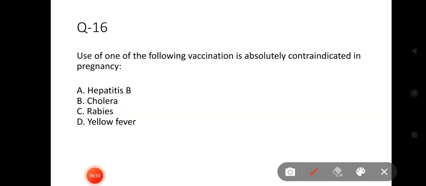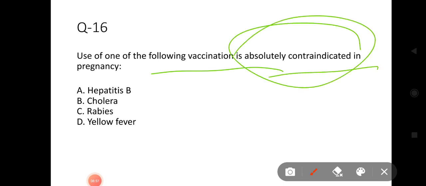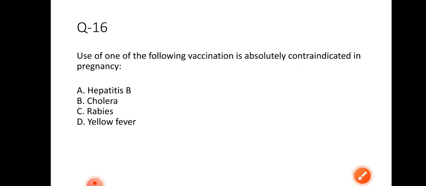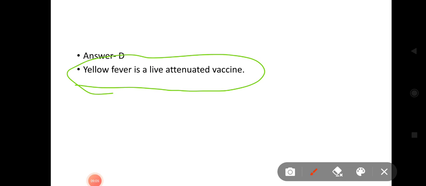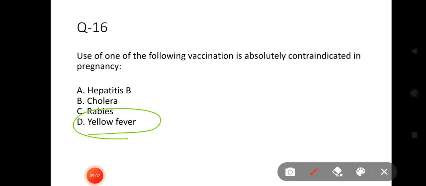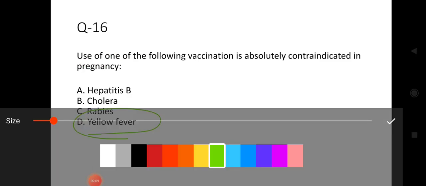Another question: which of the following vaccinations is absolutely contraindicated in pregnancy? Hepatitis B, cholera, rabies, yellow fever. Yellow fever vaccine is a live attenuated vaccine, and live attenuated vaccines are absolutely contraindicated in pregnancy.